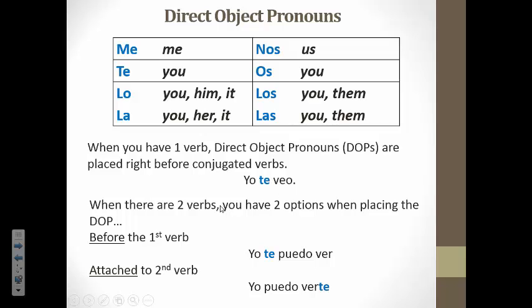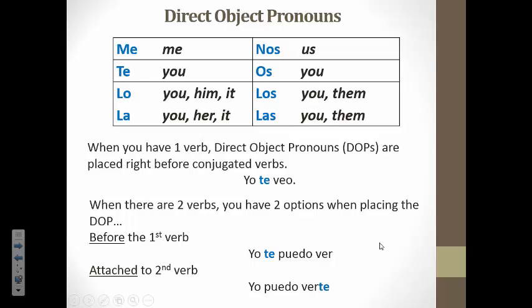When you have two verbs, you're going to have two options as to where you can put that direct object pronoun. You can put it before the first verb, or you can attach it to the second. So look at these sentences here. Yo te puedo ver. I can see you. I put it here before the first verb. Or you can say yo puedo verte. You can attach it to the second.